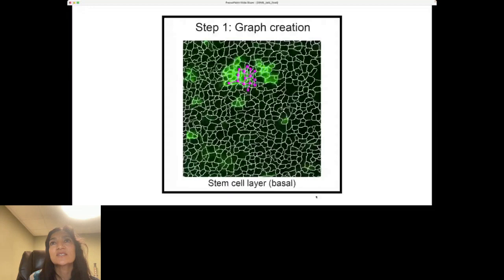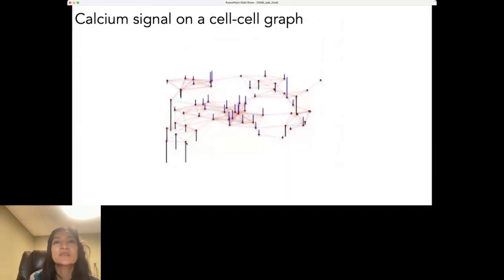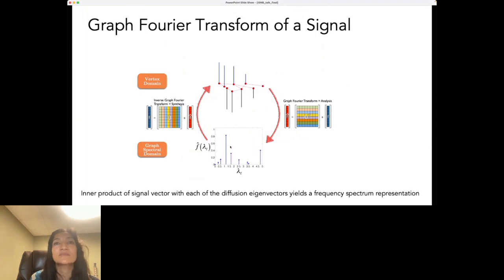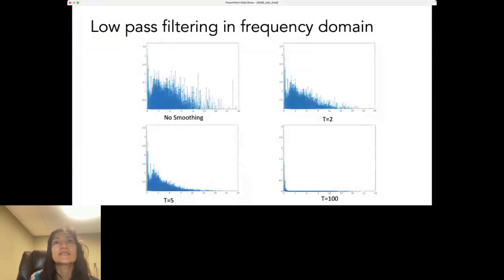The graph creation is pretty simple. We're just creating a graph based on cells that are literally adjacent, because these are epithelial cells. The calcium is modeled as a signal on this cell-cell graph. And for graph signal processing purposes, you like the graph Fourier transform of a signal, which moves it to the graph Fourier space using eigenvectors of either the diffusion operator or the Laplacian. But I'm going to skip this.